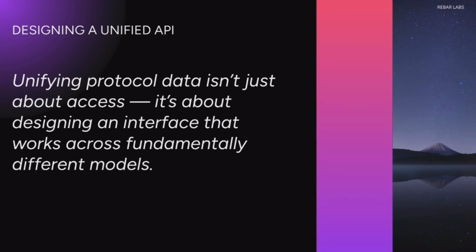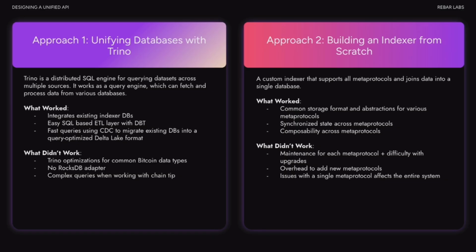So one of the goals of what we worked on at Rebar was trying to design a unified API. We took a couple approaches to this, and I'll walk through them. But the biggest issue, I think, is about designing something that works across different metaprotocols. On runes or BRC20s or alkanes, each protocol defines a different standard of what a token is, for example, or what a collection is. So this is what we've tried to address. And we took a couple approaches.